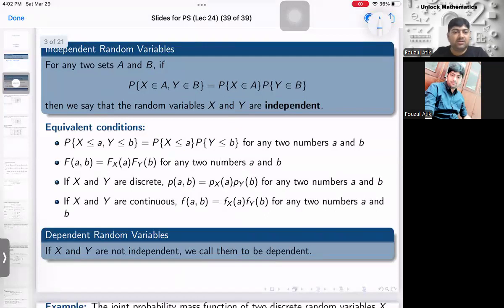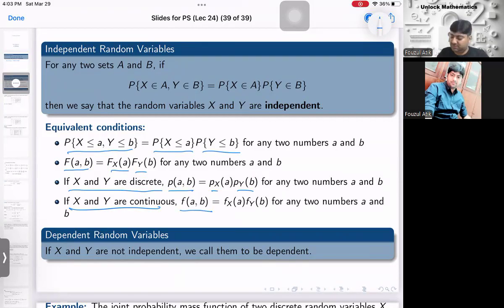What are they? For this probability, if x and y are independent random variables, then that is equal to their individual probabilities product, right? Similarly, the joint cumulative distribution function is equal to their individual distribution functions product if x and y are independent random variables. Similarly, if x and y are discrete independent random variables, then their joint probability mass function is equal to their individual marginal probability mass functions product. If x and y are continuous random variables and they are independent, then their joint probability density function must be equal to their marginal probability density functions product, right?